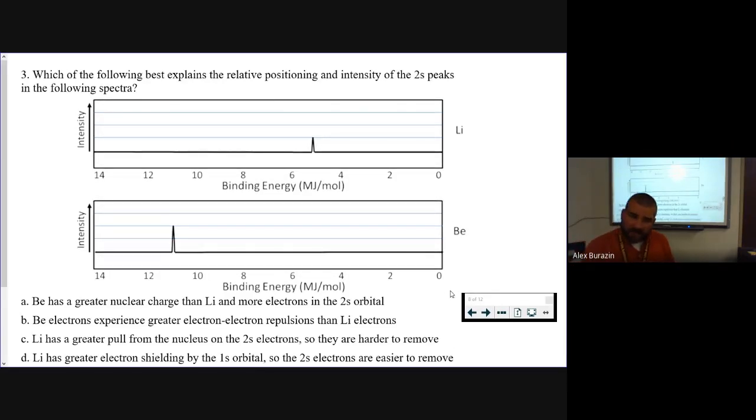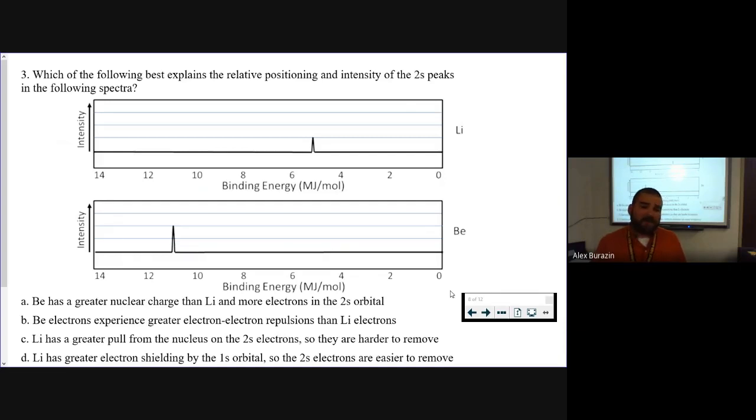All right, in number 3, which of the following best explains the relative positioning, meaning left and right on this graph, and the intensity, which is implying the height, right? The intensity is talking about how tall those little peaks are, of the two s peaks in the following spectra. Spectra is the plural of spectrum, by the way. So we have more than one. They're called spectra. All right.